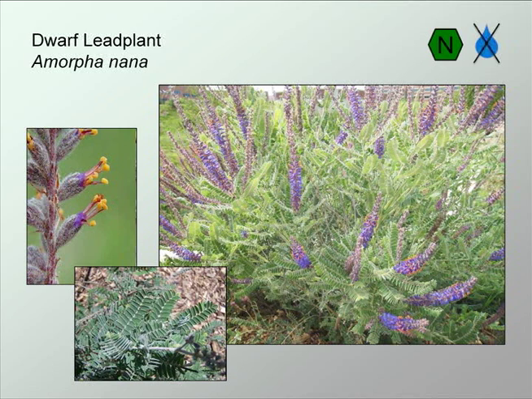This is the Nana variety. It only gets about 2 foot tall and 2 foot wide. It has beautiful spiky purple flowers in the summer. Nice fine texture to the foliage. It's kind of a grayish green or bluish green.